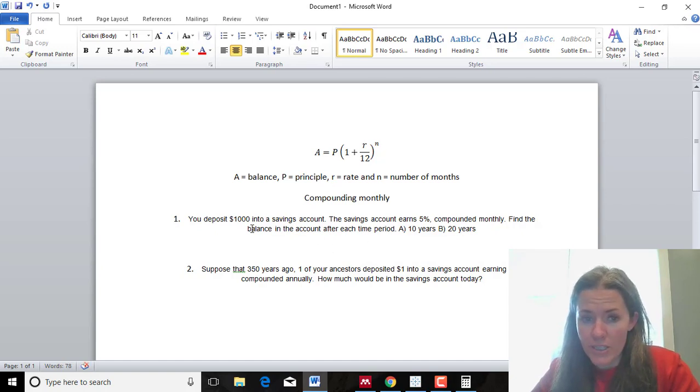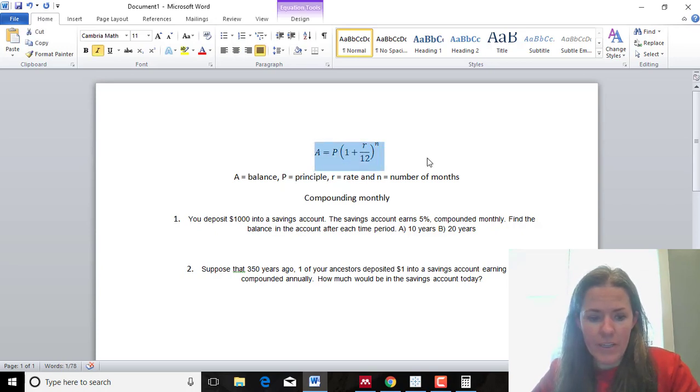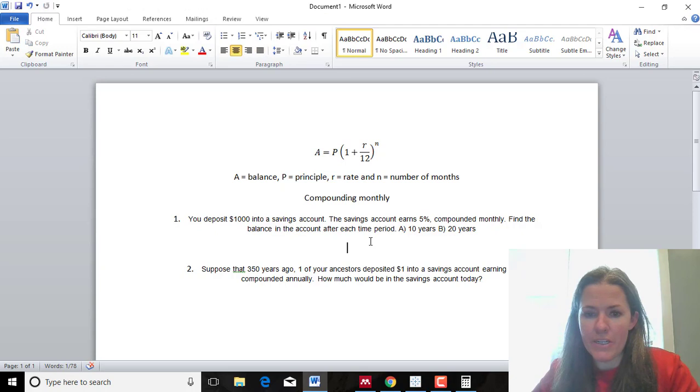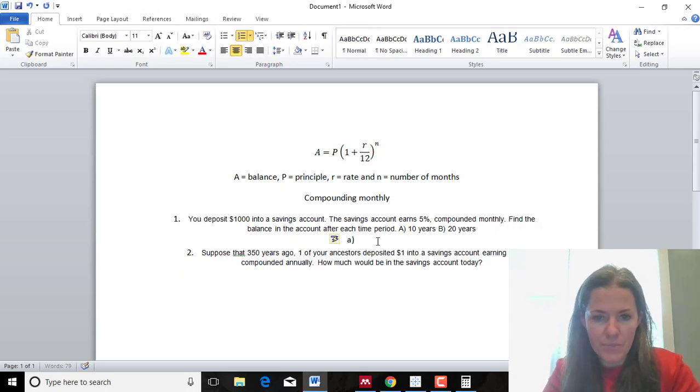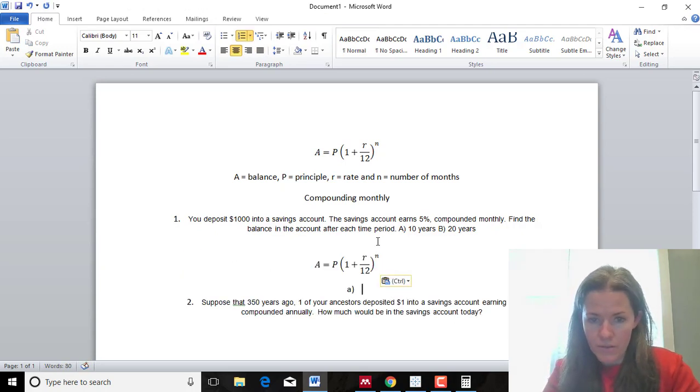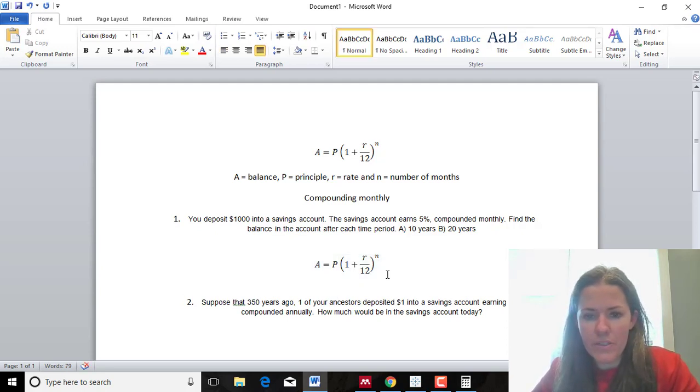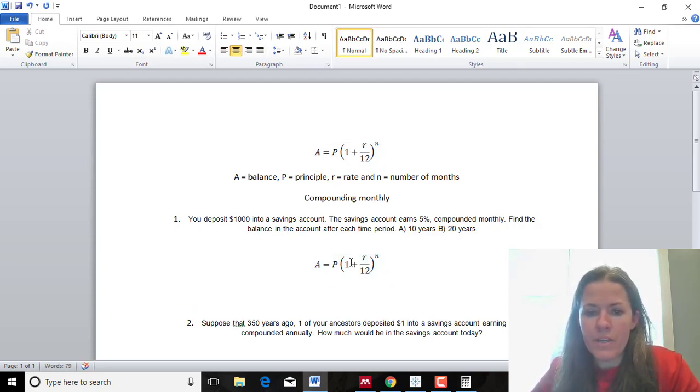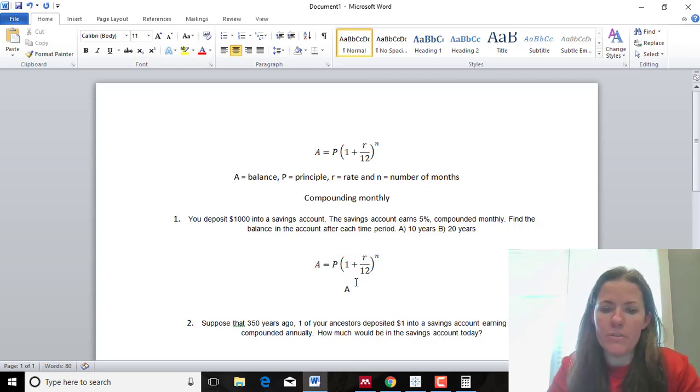So anyway, this first one says you deposit $1,000 into a savings account. The savings account earns 5% interest compounded monthly. Find the balance in the account after each time period. I'm going to look at problem A first. I want to identify these things. A is the balance in the account after so many years. P is the principal. R is the rate. N is the number of months. I'm just going to plug those things in.